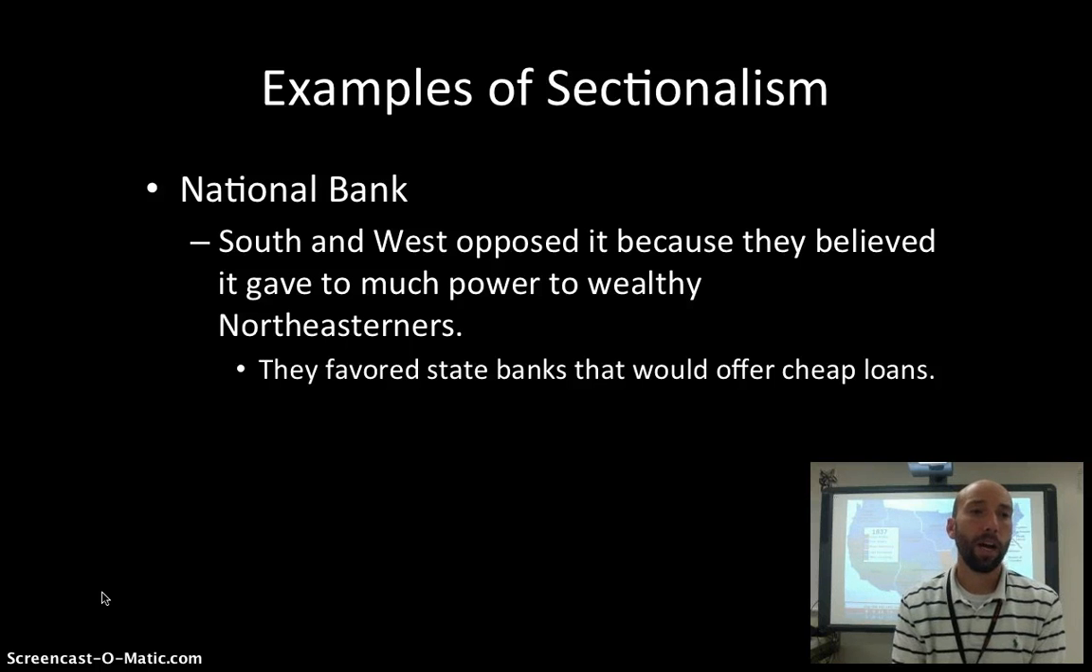Economic differences really led to controversies over the National Bank and the protective tariff. So we'll start with the National Bank. The National Bank was opposed by both the South and the West because they believed it gave way too much power to the wealthy Northeasterners, and they instead favored state banks that would offer them cheaper loans, and so they can buy more land, and they're not going to be hugely indebted. And that's going to be a major problem. In fact, we're going to talk about that numerous times as we move forward about farmers and the need for cheap loans. And so that's an issue that's going to come back later.